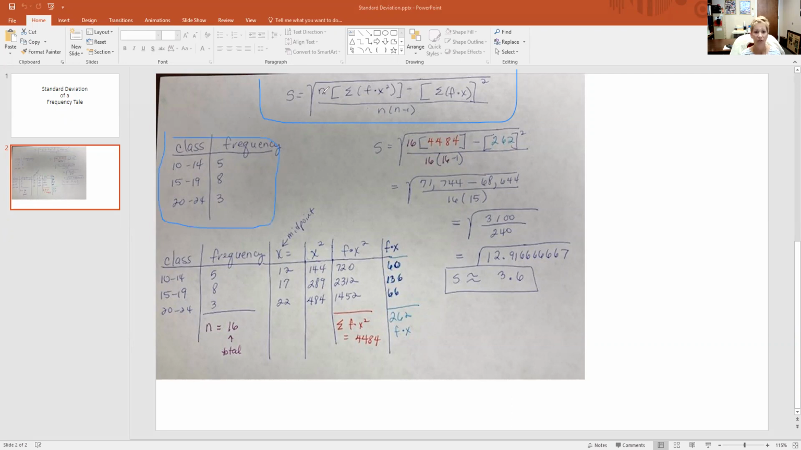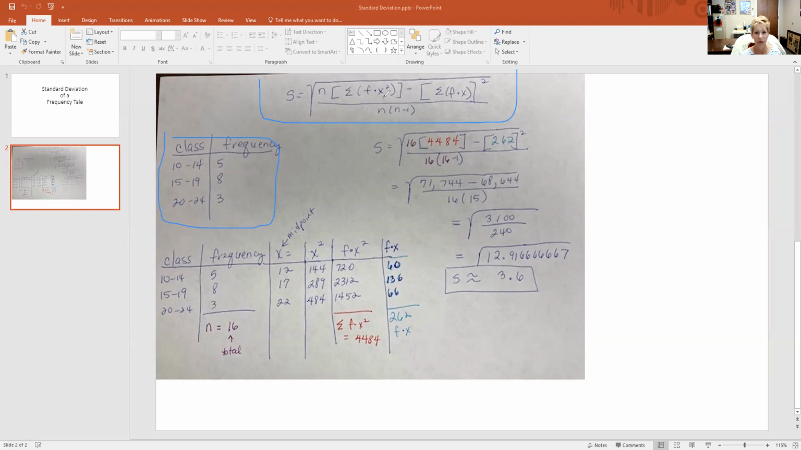All right. Well, the first thing I've got to find is N. So for N, I've got to know how many numbers were in my original list. Well, there were 5 numbers between 10 and 14 inclusive. There were 8 numbers between these 2 numbers, including those, and 3 here. So there must have been 5 plus 8 plus 3, which is 16 numbers in all in my original list. So N is not 3. It's not the number of classes. It's the number of pieces of data. So this N and this N and this N are all 16. That's why there's 16 here, here, and here.